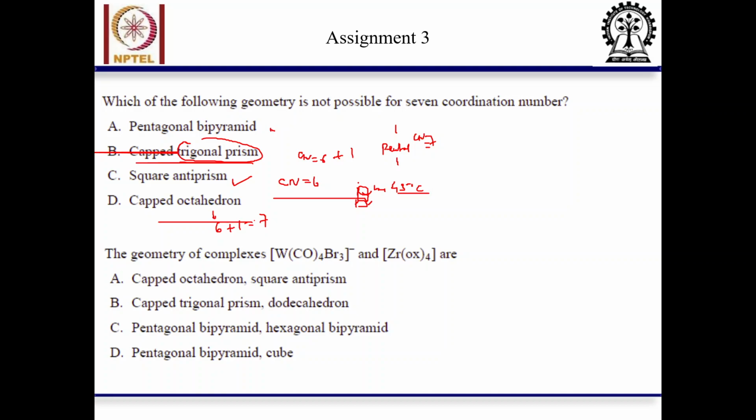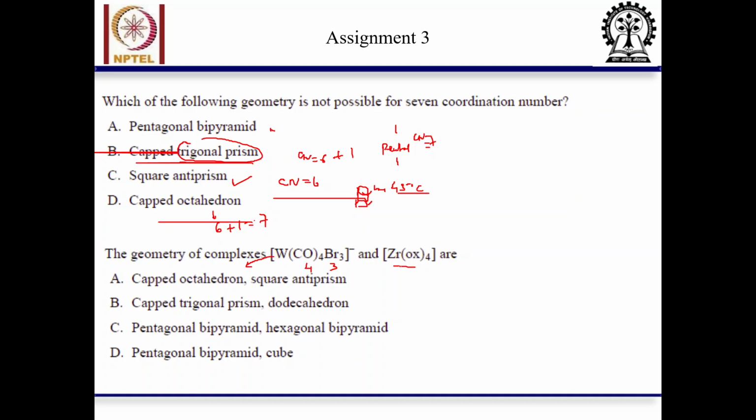This one is correct. Now the next question is the geometry of the complexes W(CO)4Br3⁻ and Zr(ox)4. Okay, so this W(CO)4Br3⁻, I think I have already told you, is 7, right? This is total 4 plus 3, so the total coordination number is 7. So this will be the capped octahedron, that is the first.